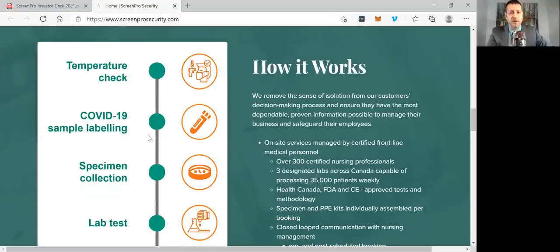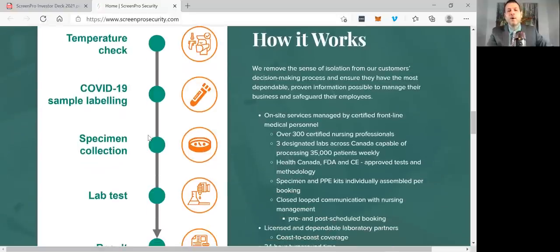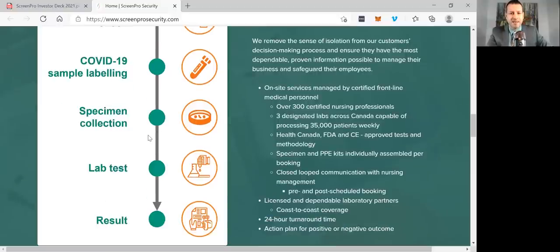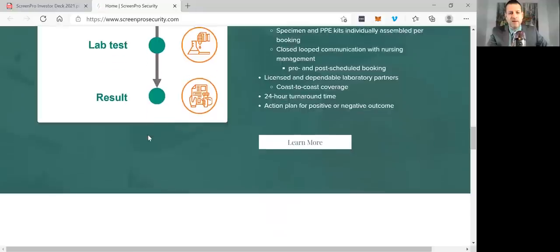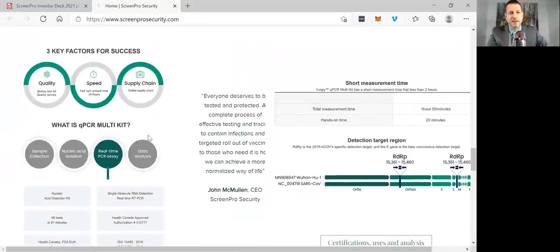On-site services managed by certified frontline medical professionals and personnel, over 300 certified nursing professionals, 3 designated labs across Canada capable of processing 35,000 patients weekly, Health Canada, FDA and CE approved tests and methodology, specimen and PPE kits individually assembled per booking, closed loop communication and nursing management, pre and post scheduled booking, licensed and dependable laboratory partners, coast to coast coverage, 24 hour turnaround time, action plan for positive or negative outcome. So they've got it all right here, all planned out and mapped out.